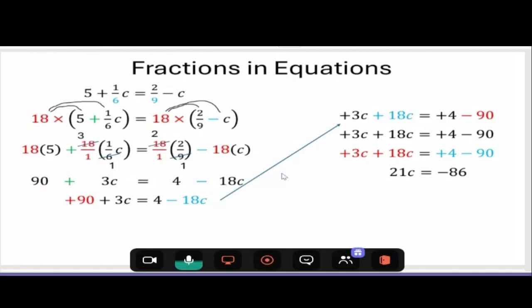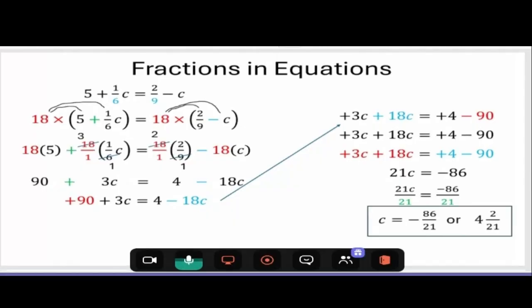And now all we've got to do to get the c by itself is divide both sides by 21. And then a bit of fraction work. Negative 86 over 21 doesn't actually reduce. It looks like it might, but it doesn't. But if you want to write it as a mixed number, there should be a negative sign right there in front of that 4 that got missed on this. So that should be negative 4 and 2/21.